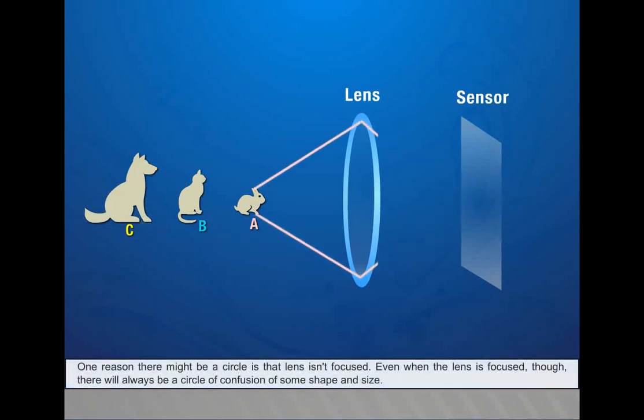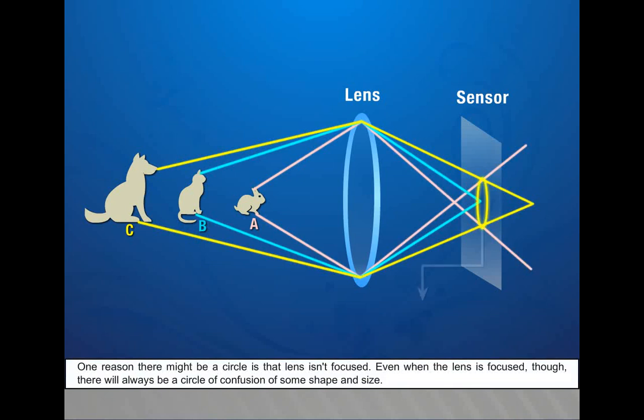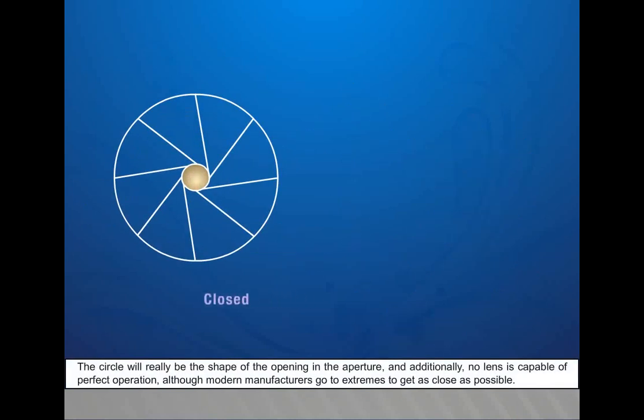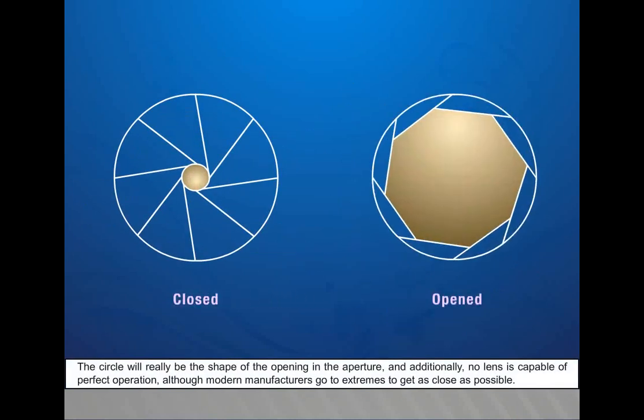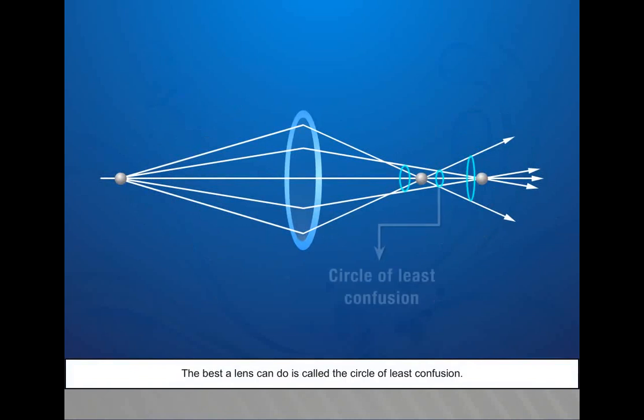One reason there might be a circle is that the lens is not focused. Even when the lens is focused, though, there will always be a circle of confusion of some shape and size. The circle will really be the shape of the opening in the aperture, and additionally, no lens is capable of perfect operation, although modern manufacturers go to extremes to get as close as possible. The best a lens can do is called the circle of least confusion.